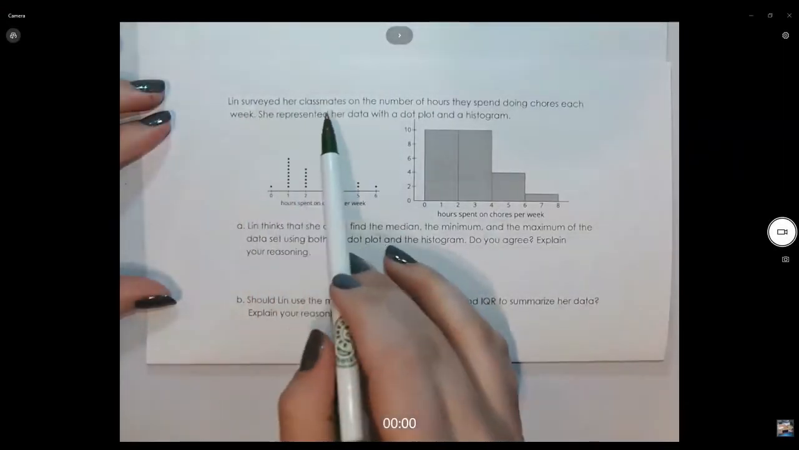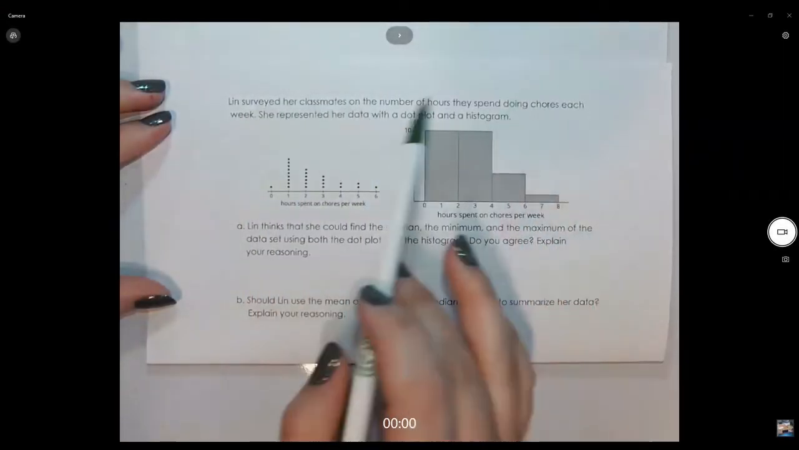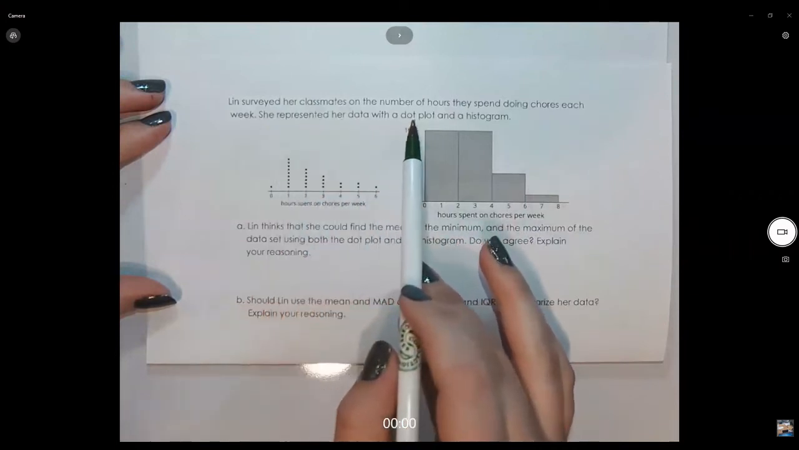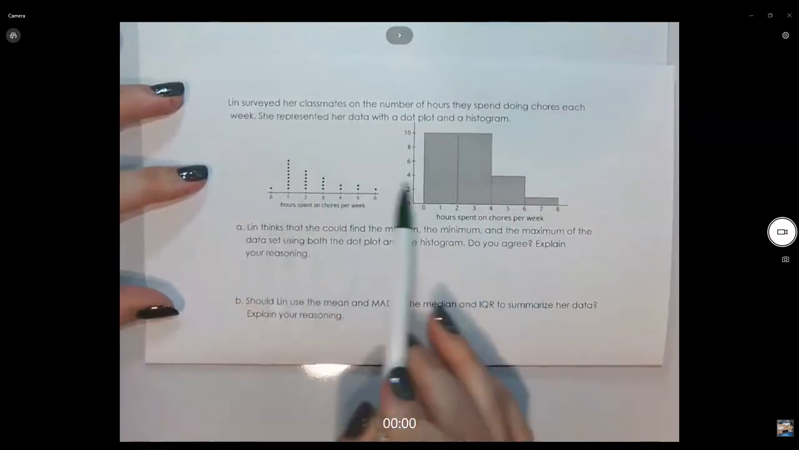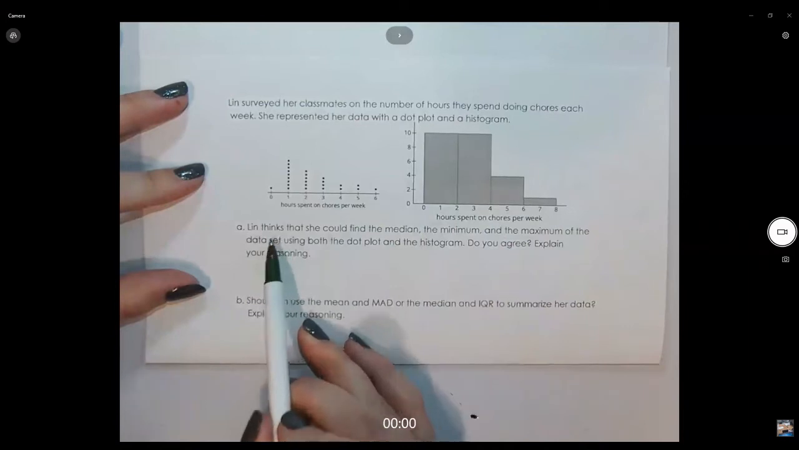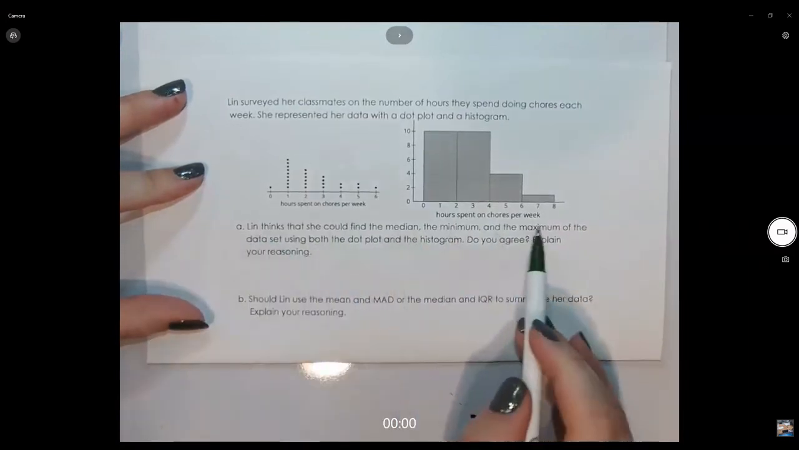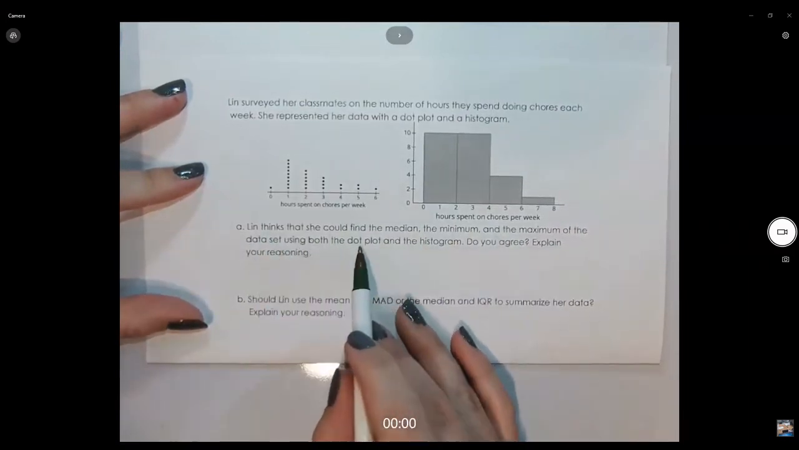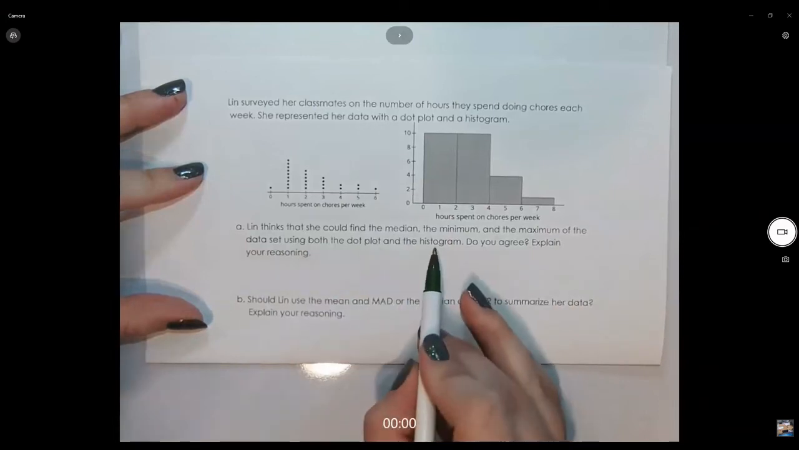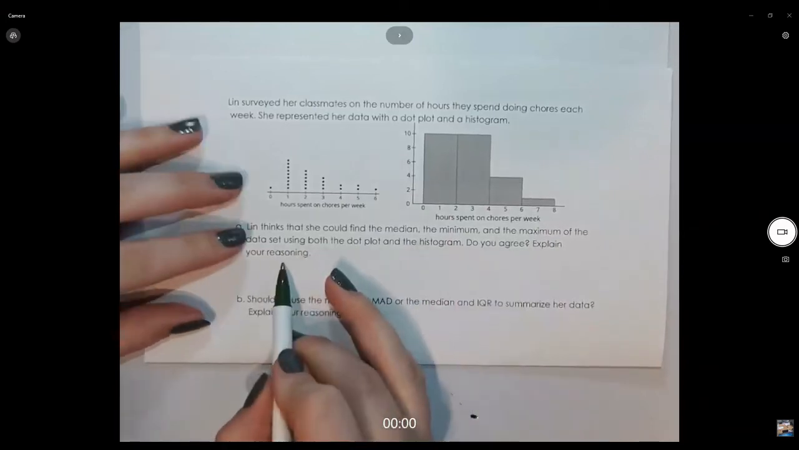Lynn surveyed her classmates on the number of hours they spend doing chores each week. She represented her data with a dot plot and a histogram. So this represents the same data. Lynn thinks that she could find the median, the minimum, and the maximum of the data set using both the dot plot and the histogram. Do you agree? Explain your reasoning.